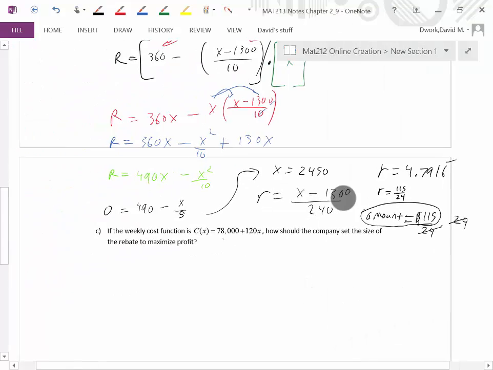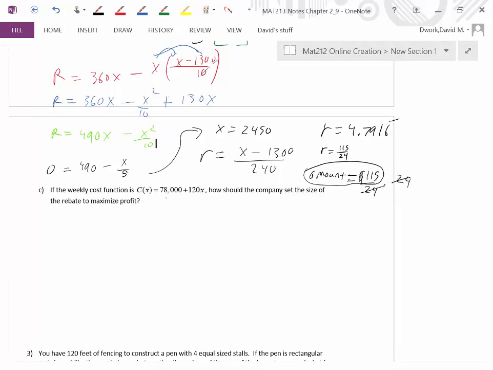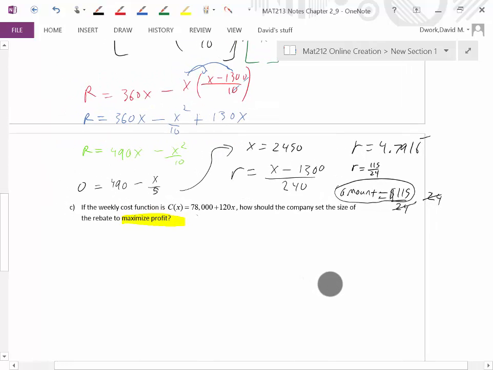Okay, and for this next part here, it's saying cost. Now we have cost. So this should hopefully seem familiar. How should the company set the size of the rebate to maximize profit? So if your goal isn't to maximize revenue, if your goal is to maximize profit, then it's a slightly different question. Now, the nice thing, we already have a function of revenue in terms of x, and here's a cost function in terms of x.